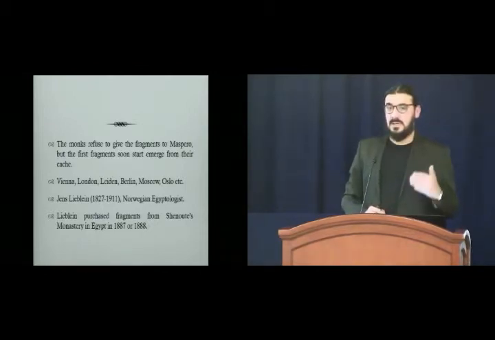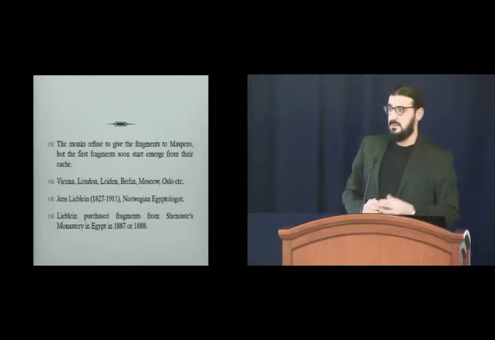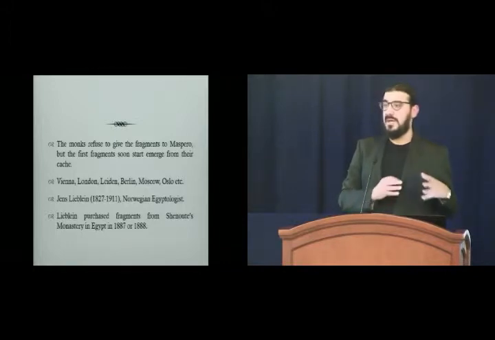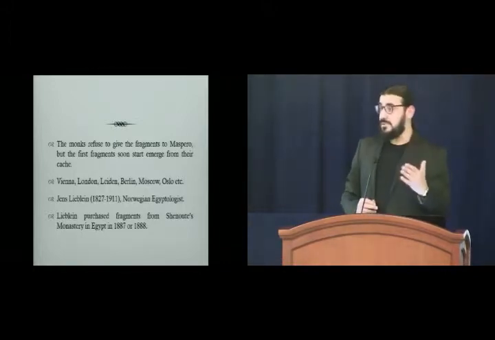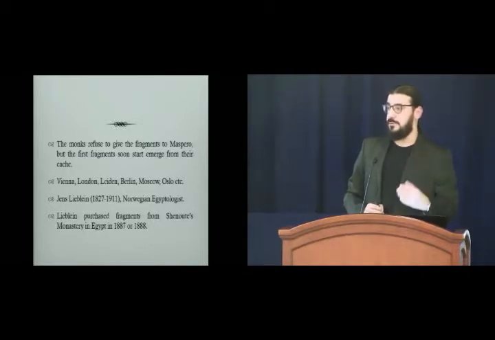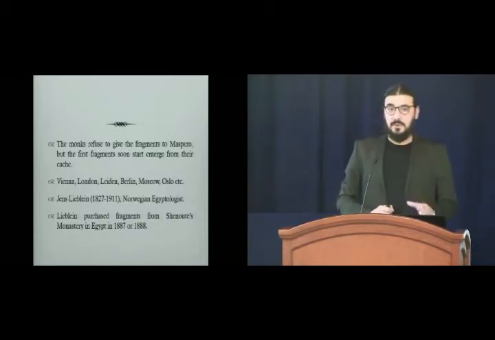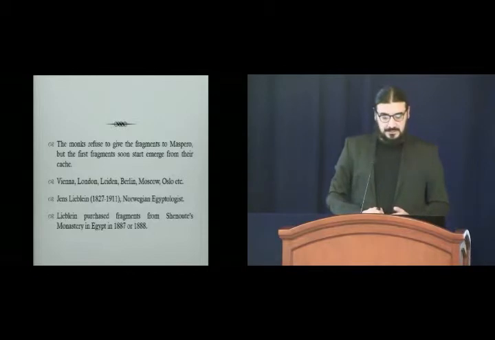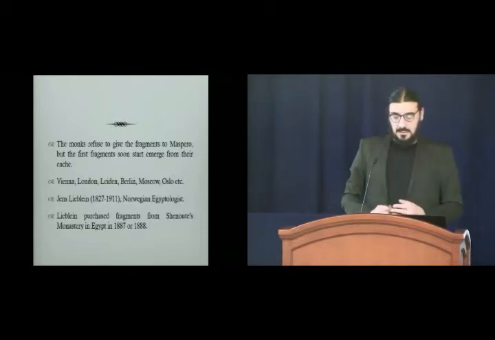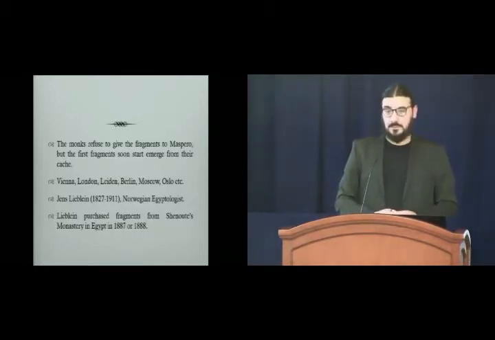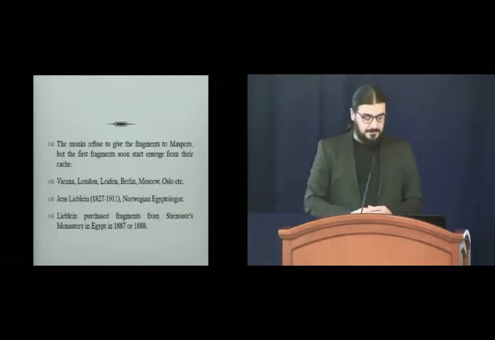Maspero was the head of the Service of Antiquities in Cairo, and he tries to confiscate from the dealers all the batches of fragments. And he manages, indeed, to recuperate most of them, which he sends to the Bibliothèque Nationale in Paris. Nevertheless, many other fragments, thousands and thousands of fragments, are bought by various other individuals, and they form the collections which are today in Vienna, London, Leiden, Berlin, Moscow, Oslo, and so on, to name just a few of the collections who possess fragments from the White Monastery.